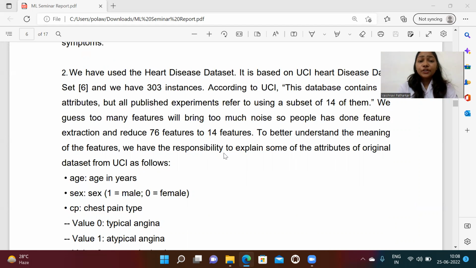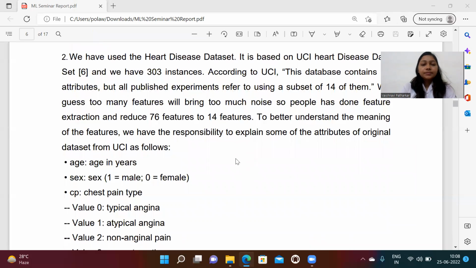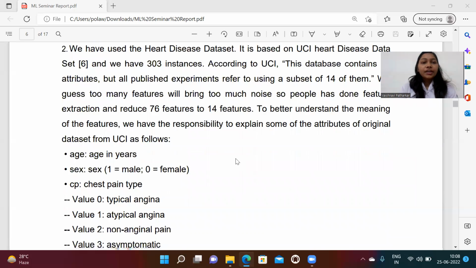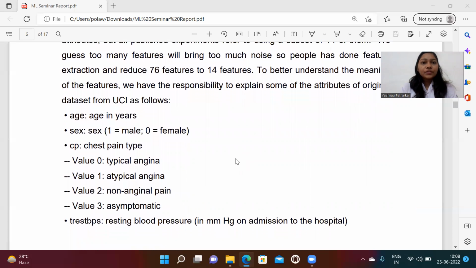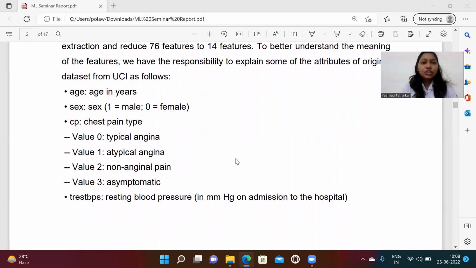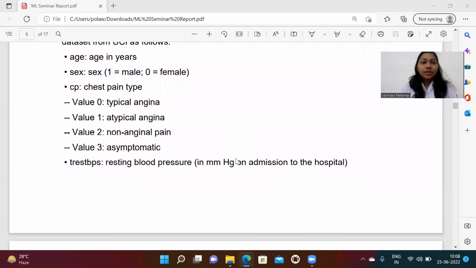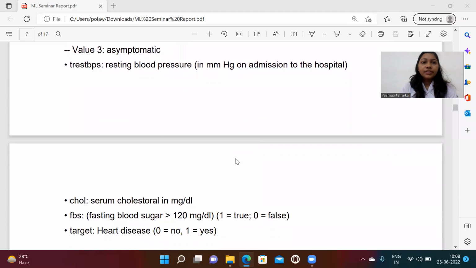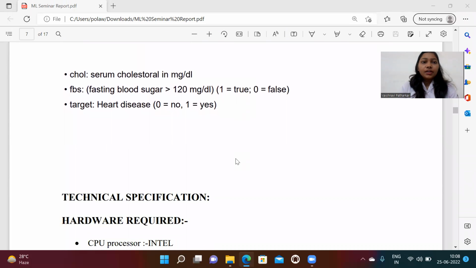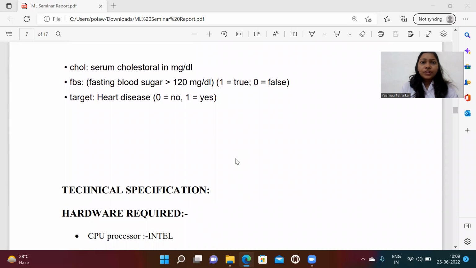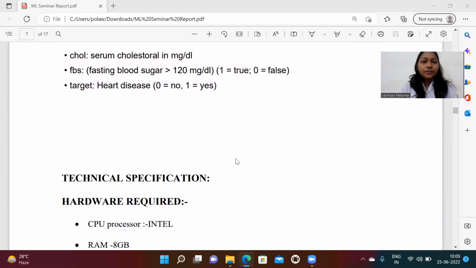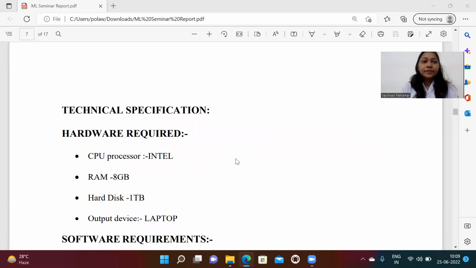We have the responsibility to explain some of the attributes of our UCI dataset as follows. There is age in years, sex, male or female, chest pain type, then resting blood pressure, serum cholesterol in mg per dl, fasting blood sugar, then target.